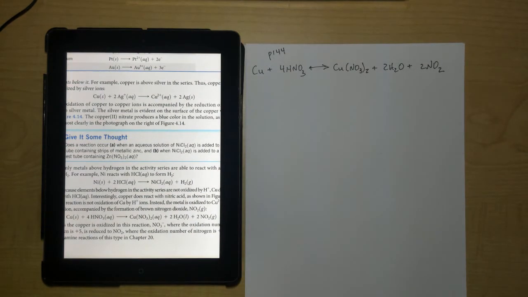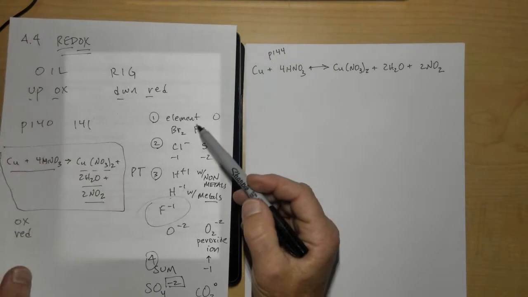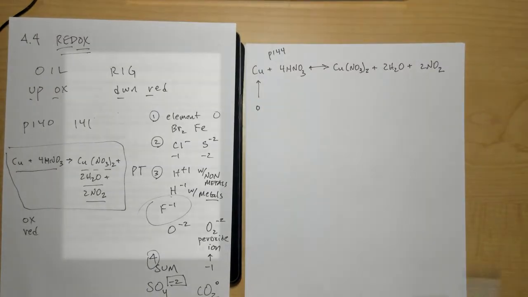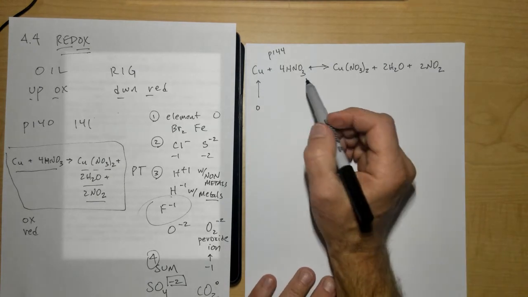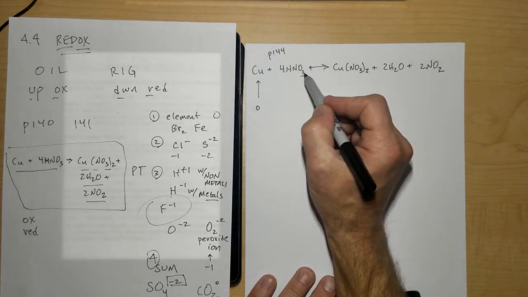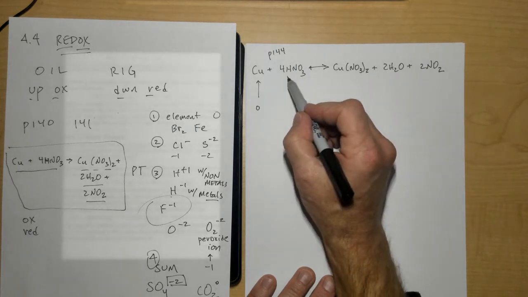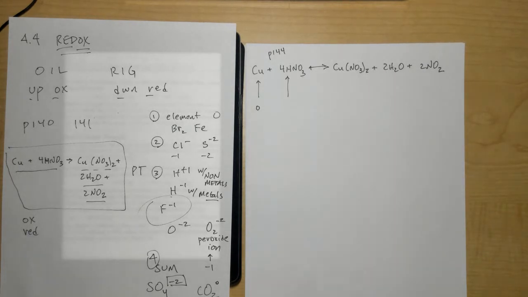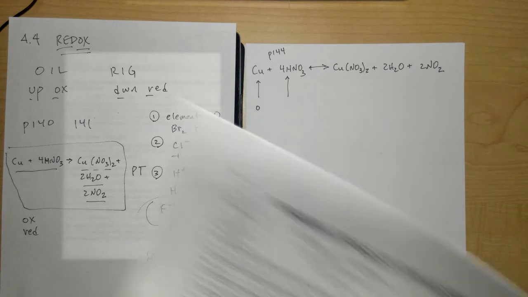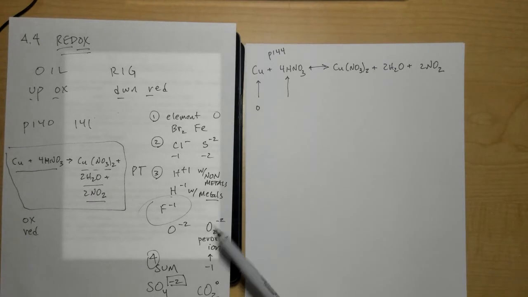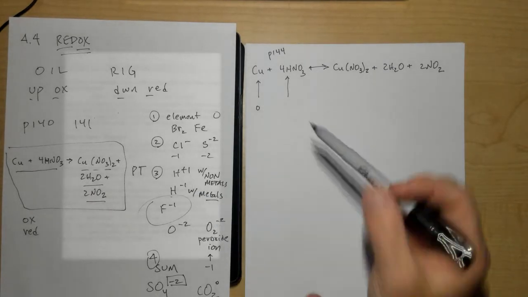All right, so let's apply the rules. Rule number 1 says that if it's an element in its elemental form, its oxidation number is 0. Okay, so copper is 0. Right here, we've got 3 elements in this. This is kind of tricky, so here's kind of a sneaky way to do this. Hydrogen is with a bunch of nonmetals. Nitrogen and oxygen over here are both nonmetals. So that means if hydrogen is with nonmetals, it's going to be +1.